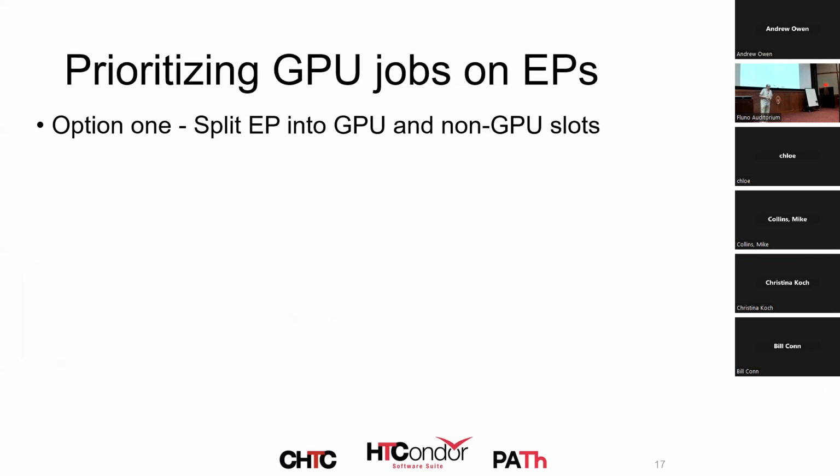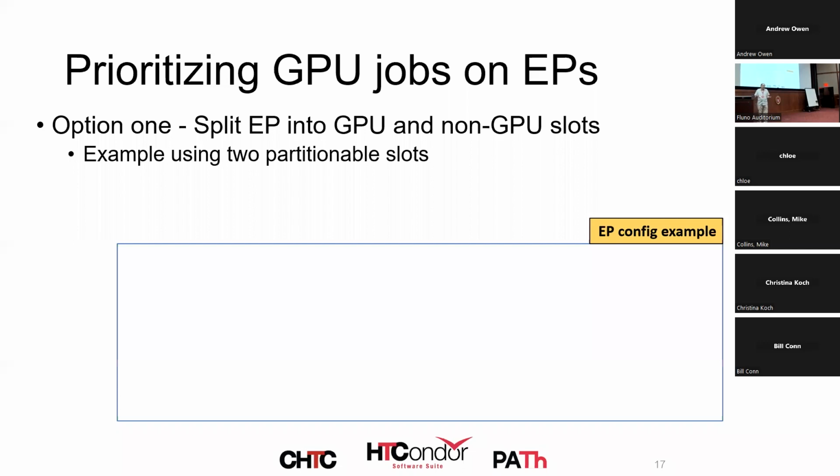And then I can talk about prioritizing GPU jobs on execution points. So you have these great GPUs on a machine, but you still have more CPU cores than you have GPU cores, and maybe not everyone's using up all those CPUs. But you want to make sure that GPU jobs are landing there first. What can I do?